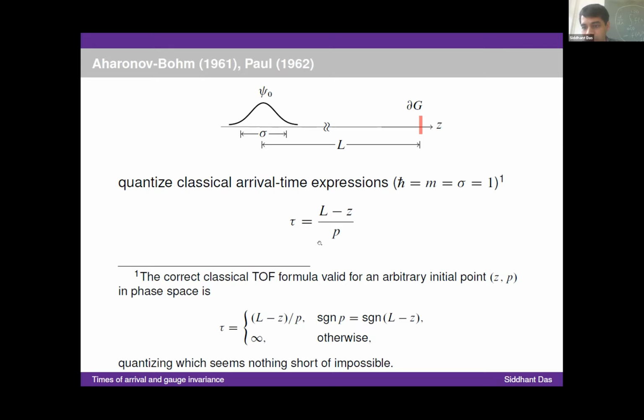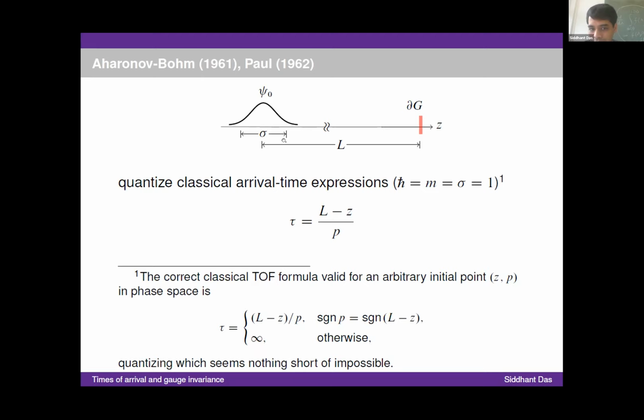Well, one of the early ideas goes back to Aharonov and Bohm in the 1960s and later Powell in 1962. And they did basically what one is advised to do, right? Appeal to the correspondence principle. Go to classical mechanics, pick up the function that's the classical representation of the quantity of interest and put hats on it. So here we're looking at the arrival time of a particle, and the simplest circumstance is to look at a free particle moving on a line.